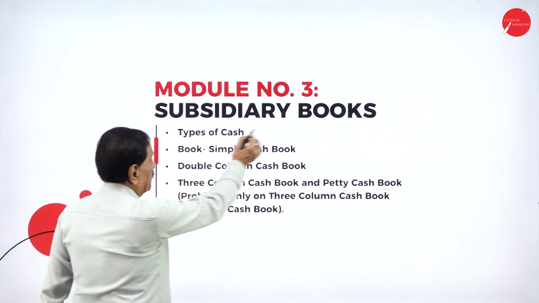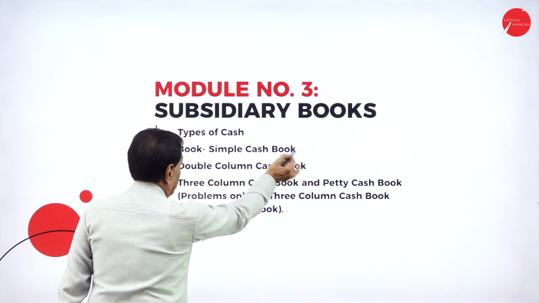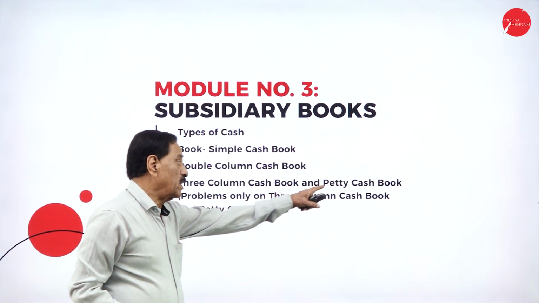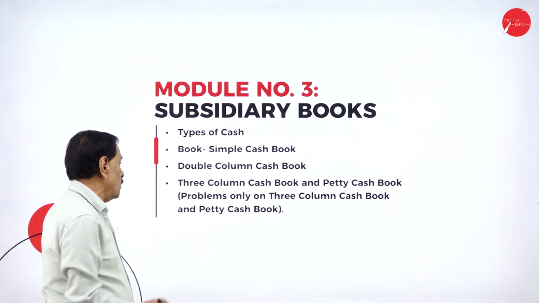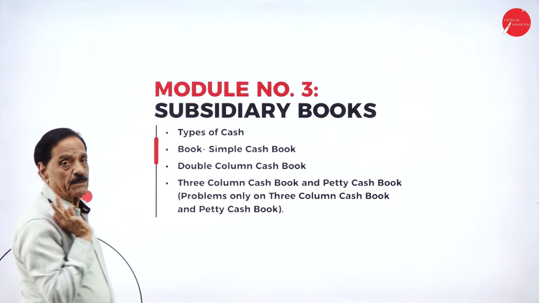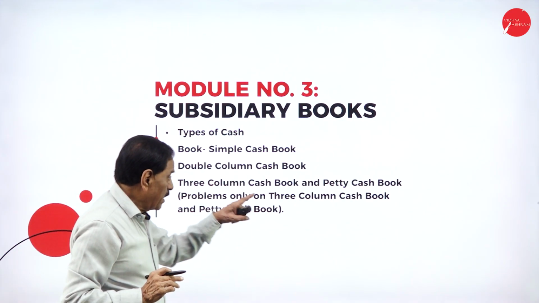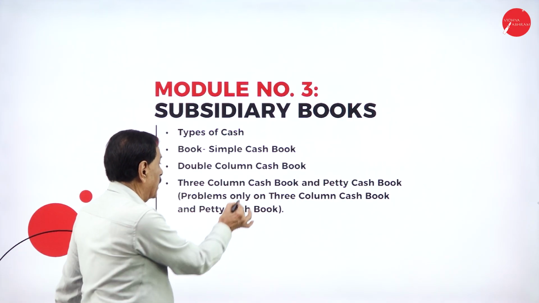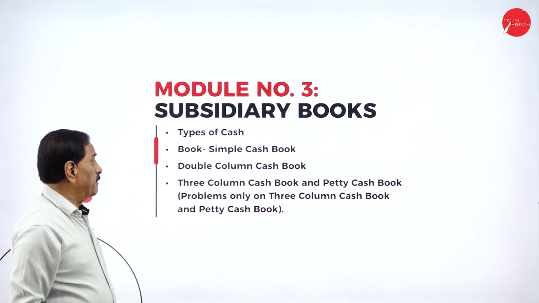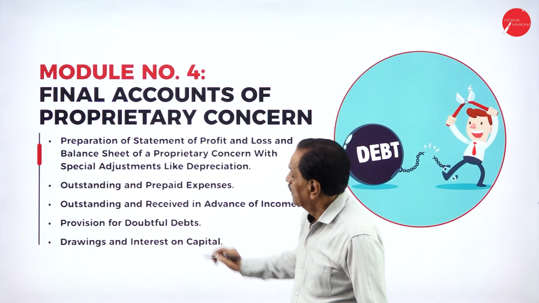Module number 3, subsidiary book, subordinate book, types of cash book: simple cash book, double column cash book, 3-column cash book, and petty cash book. Both you have to work out. Problems only on 3-column cash book and petty cash book, not on 2-column. So in examination they will ask 3-column cash book for 15 marks, petty cash book for 10 marks. Final accounts of proprietary, this will be asked for 15 marks.